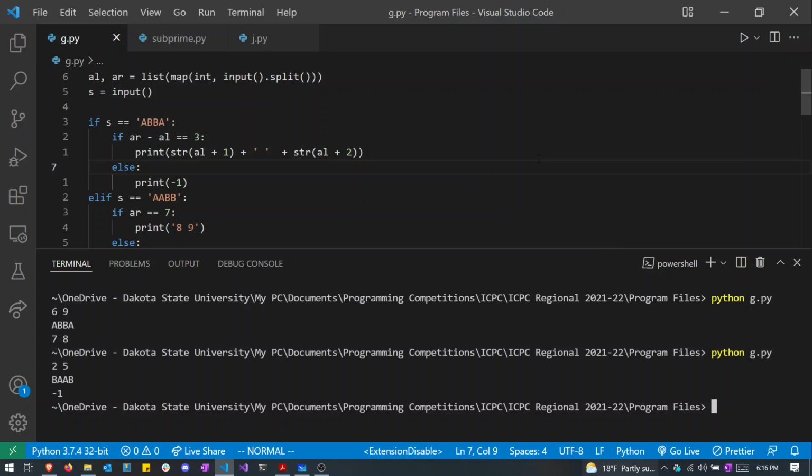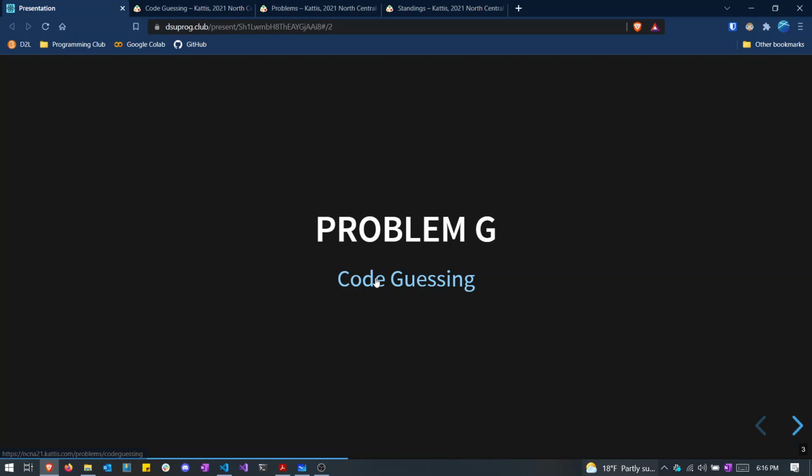Sounds good. So the next one that we worked on as a team was problem C, which was subprimes. That was kind of Aaron's main one that he worked on, so I'll give the stage to him for that. So this problem, let me control click it.